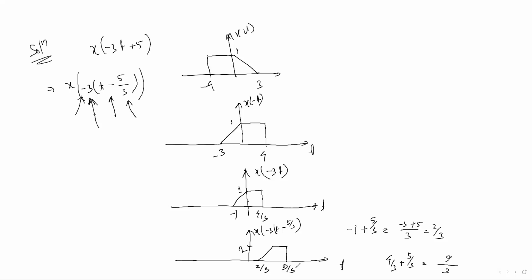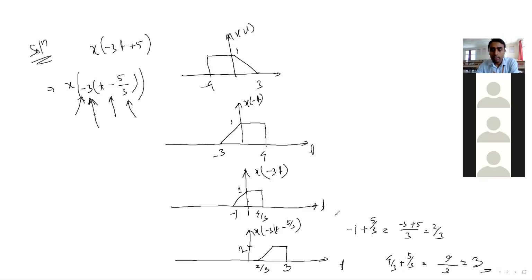9/3 means what? 3 only, no? So it is from 2/3 up to 2/3. You make the correction. Have you understood what I am saying? 9/3 means 3. So it is from 2/3 to 3. Here it is 3 because 9/3 equals 3.